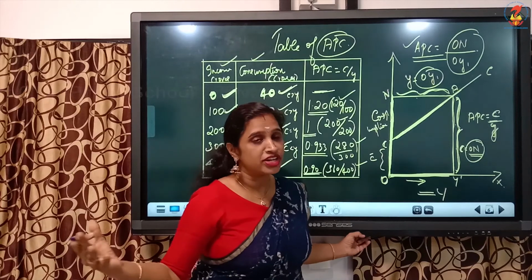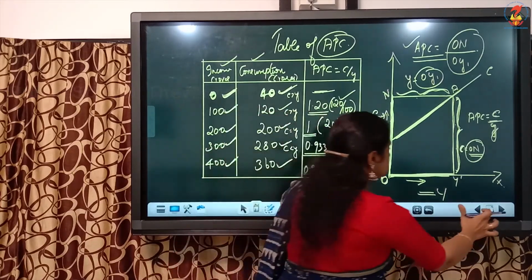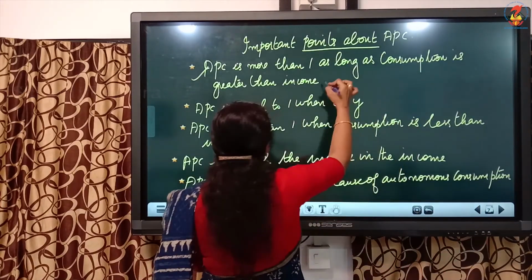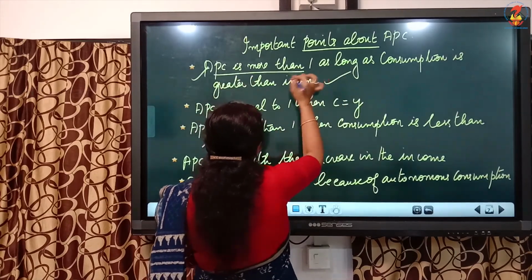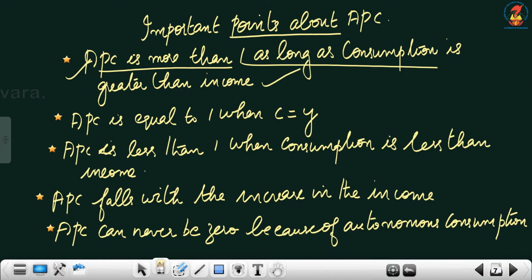Here it is infinite, more than 1. So, we can say that this statement is correct as long as APC is more than 1, as long as the consumption is greater than income, where C is greater than Y, APC is more than 1.